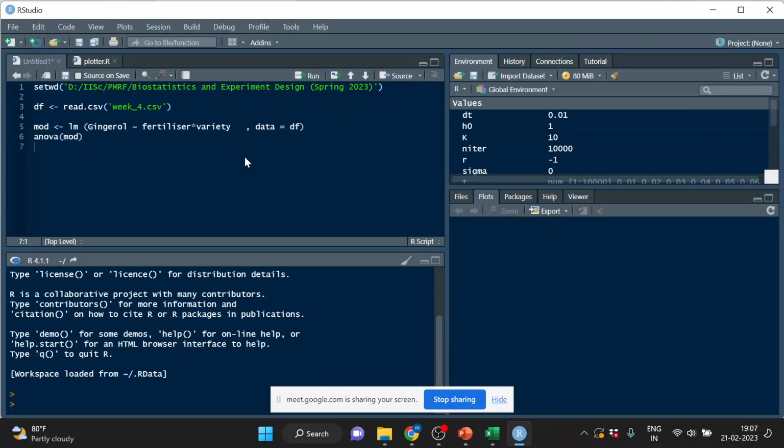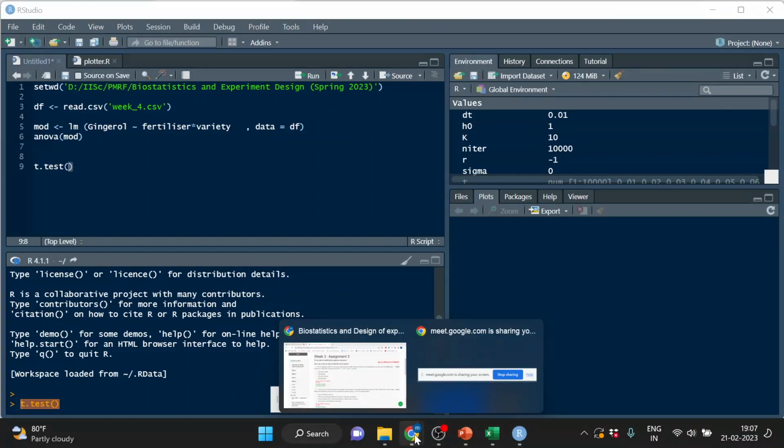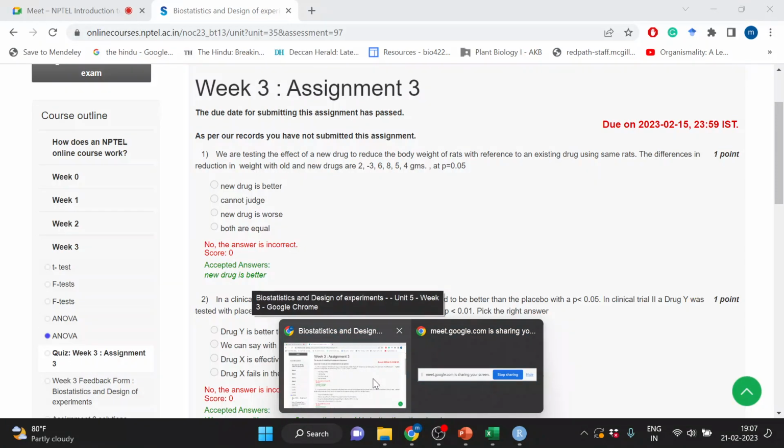The formula is d bar minus 0 divided by the standard error. T is equal to D bar into square root of n divided by standard deviation. The standard deviation we have got is 2.47. So D bar is 3.6 into 2.44 divided by 2.47, that is 3.55.